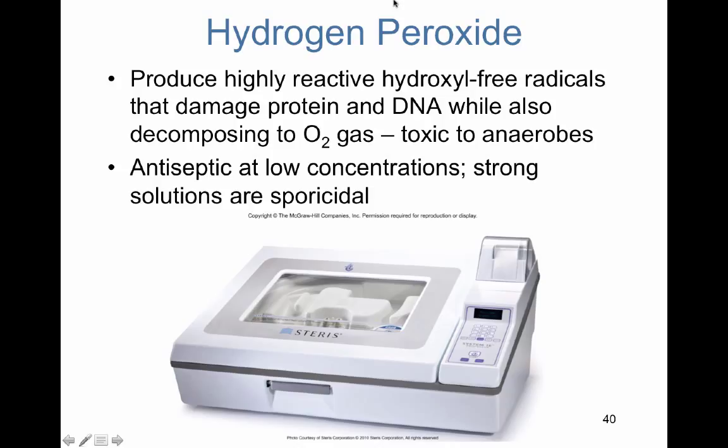Hydrogen peroxide is used as an antiseptic at low concentrations. And if you increase the concentration, hydrogen peroxide can actually kill spores. The mechanism of action here is that it will produce highly reactive hydroxyl free radicals that will target protein and DNA. And it is toxic to anaerobes.